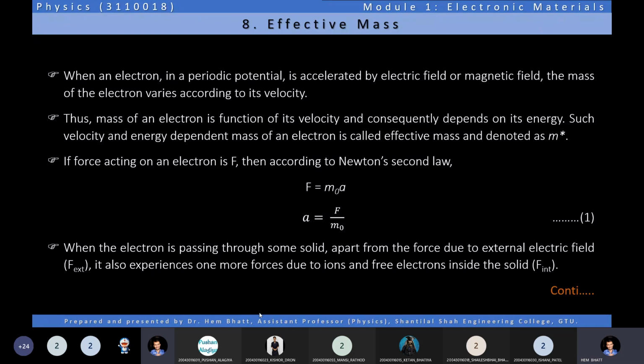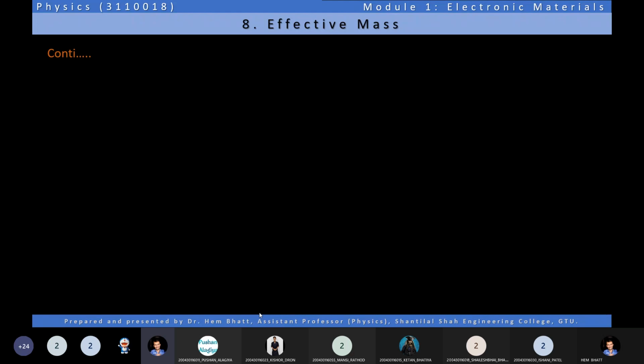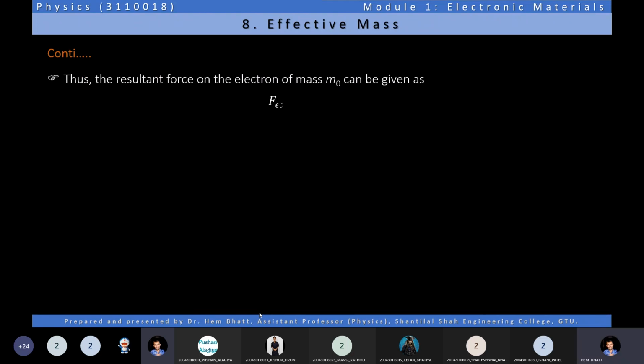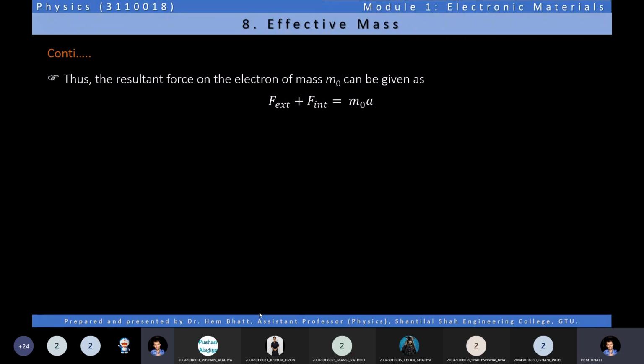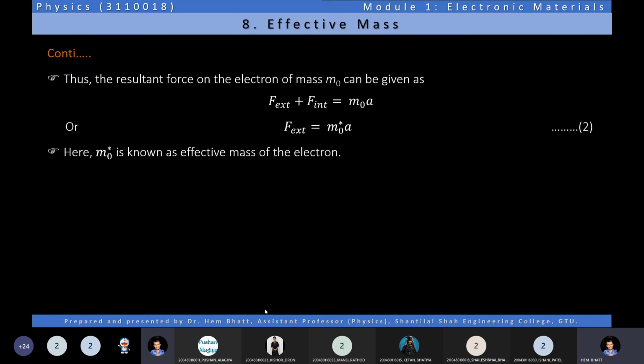So you need to consider external and internal force for F, and thus the resultant force on the electron is F external plus F internal, which can be equated with m0 a. If you take F internal to the other side, then you can write the right side as m star a. You can drop this 0. You can simply write m star a. And that m star is effective mass.